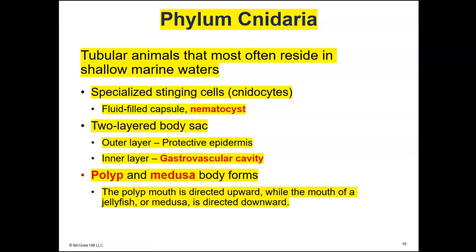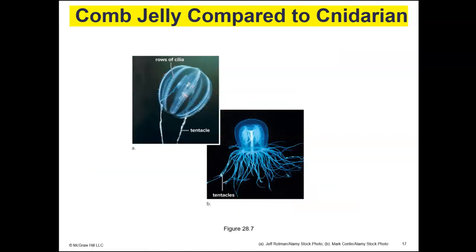So it's kind of a combination digestive and circulatory system, which is not very efficient, but it works just fine for the cnidarians. Now, we know jellyfish have a certain body form, but sea anemones have a kind of different body form. So the jellyfish body form is the medusa, and that is where the mouth is directed downward and the tentacles are directed downward. But the sea anemone's body form is polyp, and that's where the mouth and the tentacles are directed upward.